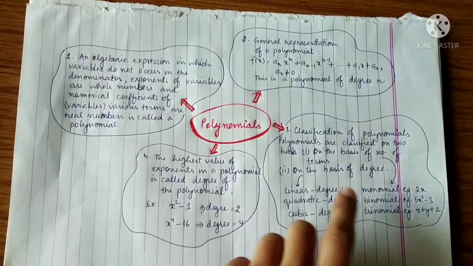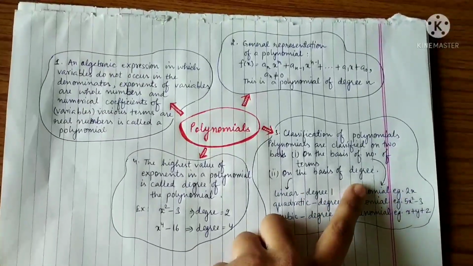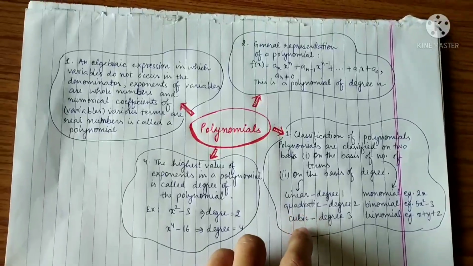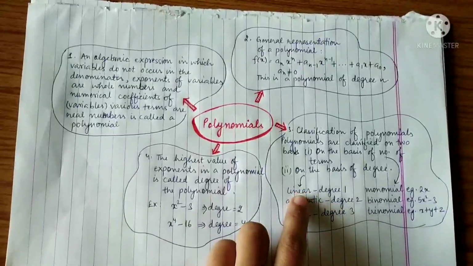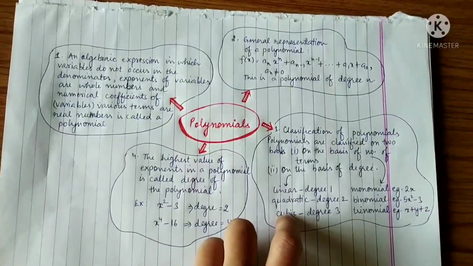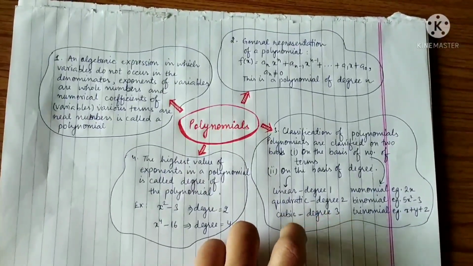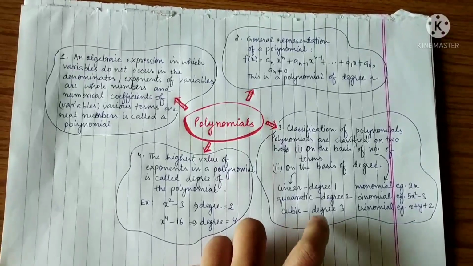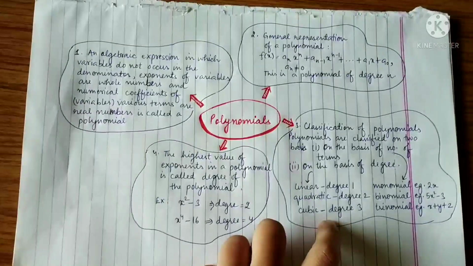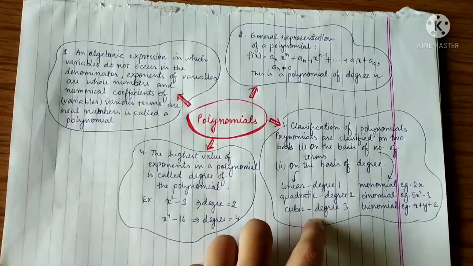Secondly, polynomials are classified on the basis of degree. Polynomials are classified as linear, quadratic and cubic. Linear polynomial is a polynomial whose degree is 1. Quadratic polynomial is a polynomial whose degree is 2, and cubic polynomial is a polynomial whose degree is 3. Now you will ask the question: what is the degree of a polynomial?